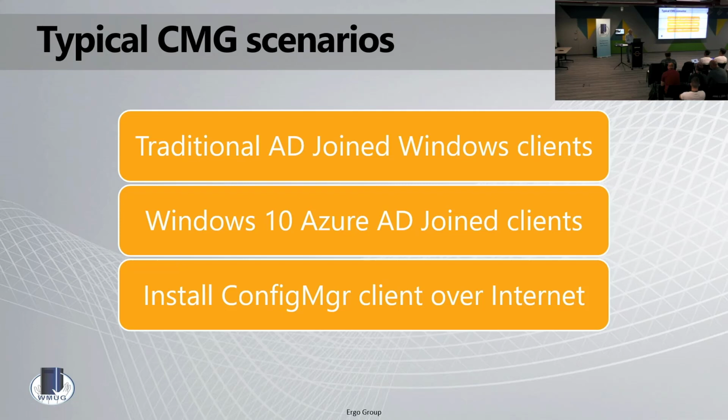This is me. Finally, CMG allows us to install the Config Manager client on Windows 10 devices over the internet. This is very useful in the co-management situation that the two guys are going to talk about afterwards. My opinion, I disagree with the Microsoft docs that say that CMG is a prerequisite requirement for co-management. I don't believe it is. I think it is in certain situations, in certain circumstances, but in general, it isn't. So you guys can put that one to bed for us later on.